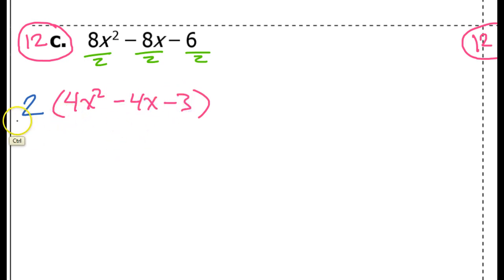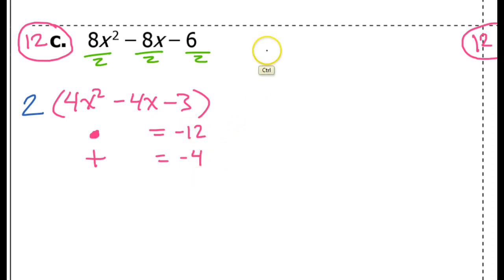So, am I finished, or can I factor this further? Well, I see this trinomial. If I'm going to factor this, it's going to be the box method, or grouping, but we're using the box method. So let's try. When we do the box method, we always start off with a product and a sum. The product has to be A times C, so that would be negative 12. The sum has to be the B value, so that would be negative 4.